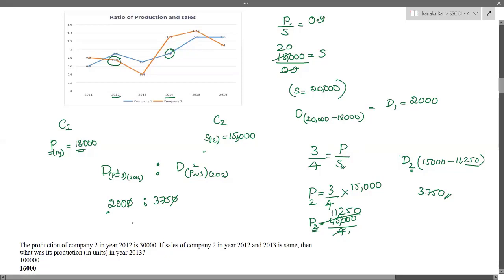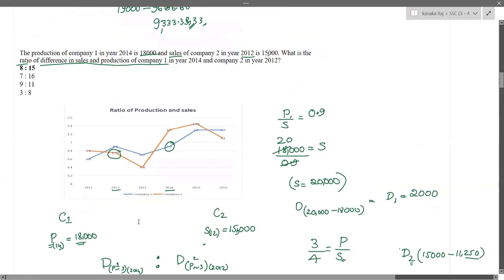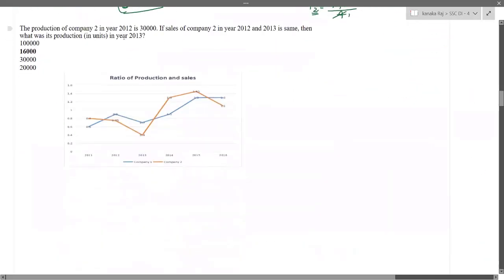So if I divide this by 25, what do I get? 25 into 8 gives me 200, which is 2. 25 into 16 gives me 400, but I need to go one term back because it is 375. So I'll be getting 8 is to 15. And do I have that in our options? Yes. Option A, 8 is to 15 will be my final answer. So let's move on to the next question.